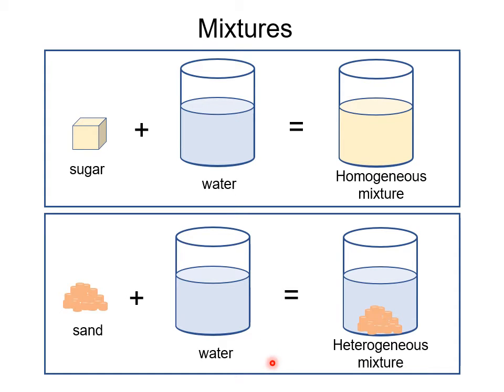So when I put sand in water, for example, the sand sinks down to the bottom, and the water stays on top. So in this case, a spoonful from the top is a different composition than a spoonful from the bottom. So that's a heterogeneous mixture.